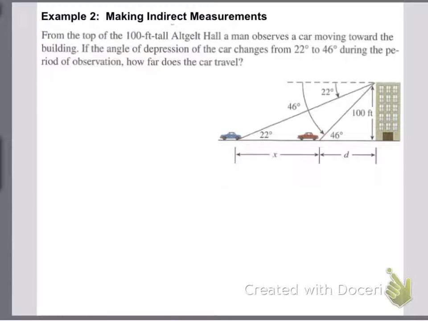Now, this one's a little bit more involved. Actually, the next two are. From the top of the 100-foot tall Altgelt Hall, a man observes a car moving toward the building. If the angle of depression of the car changes from 22 degrees to 46 degrees during the period of observation, how far does the car travel?